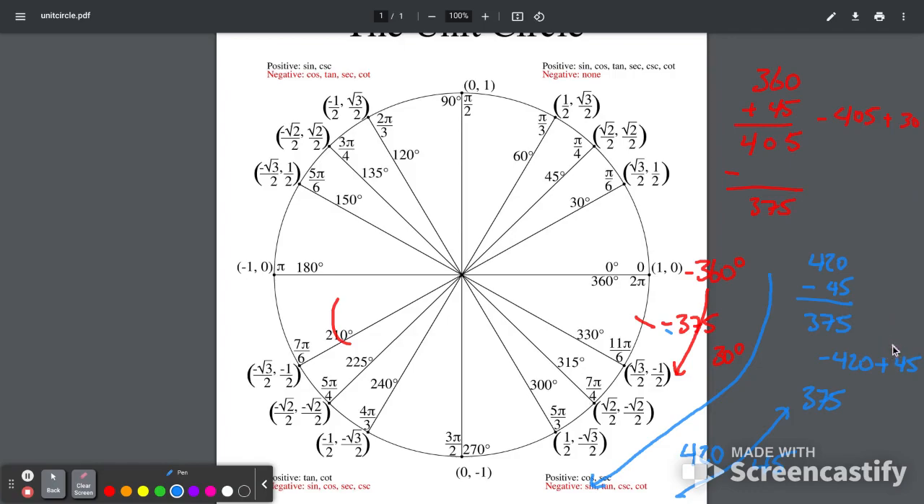But I'm going to go ahead and go with the 420 and the 45. So that means that I'm essentially using this location right here. I'm just going to draw a little line right here. Okay, and then I'm also going to use a 45.